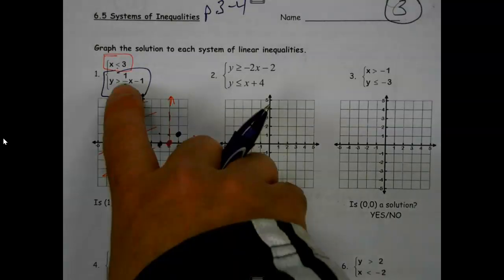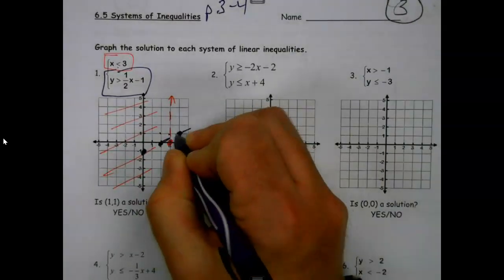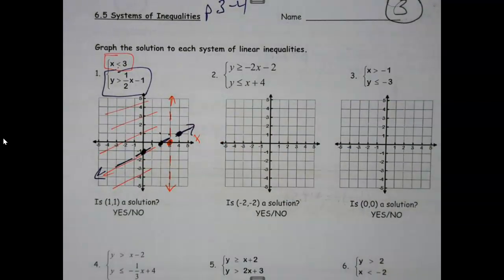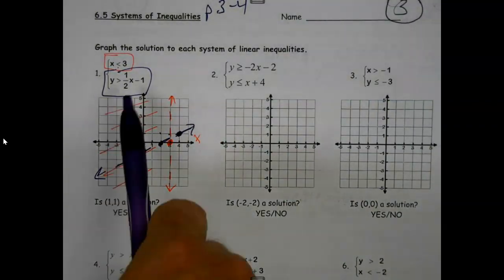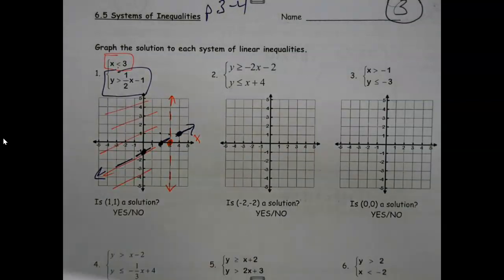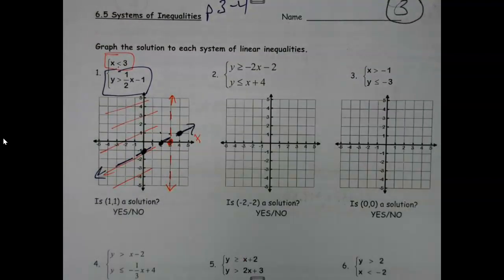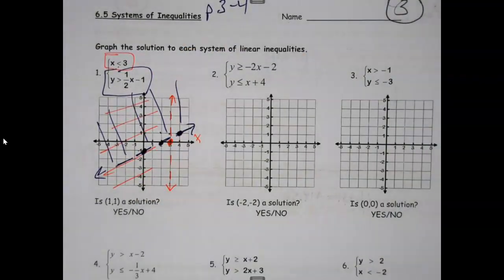Again, I take a quick look at my arrow to see if my line should be dotted or solid. Again, we're going to be dotted or dashed, as we may say. But this time the arrow's eating y. Arrow's eating y, we shade above. So, get those in.